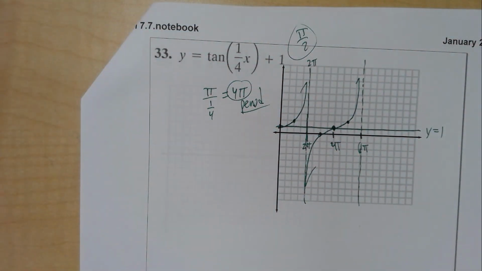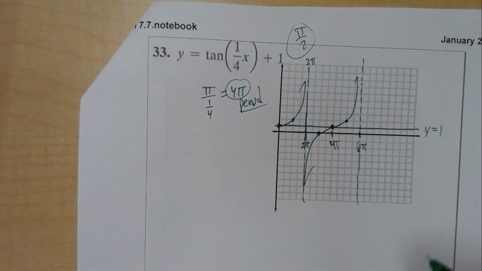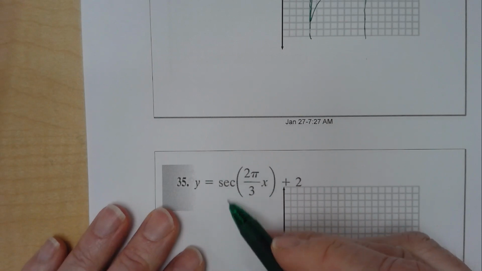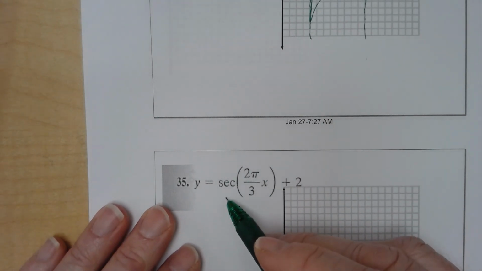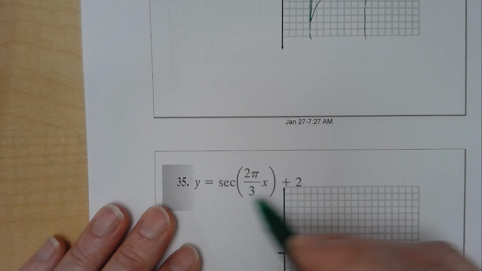Again, you can type these into the calculator and see if we did it right. There's no secant button on the calculator, so when you type it in, you have to type it in as 1 over cosine of this and this. So you have to type it in that way.